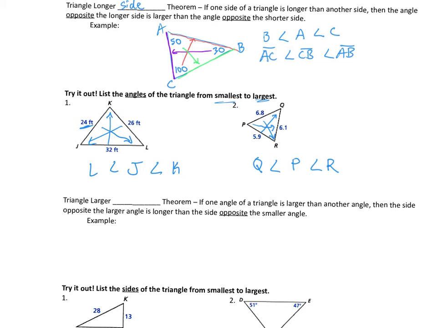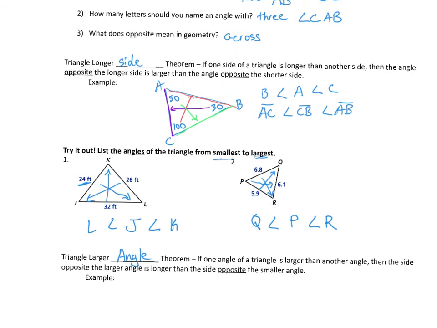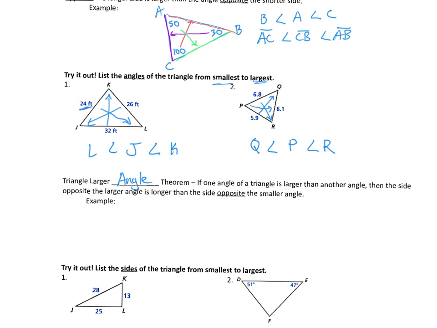Okay. So next, our triangle larger angle theorem. If one angle of a triangle is larger than the other angle, then the side opposite is longer than the other side. So it's basically saying the other way around, right? If the angles are larger, then the sides have to be larger. So the sides and the angles are all proportionate to each other in this case.